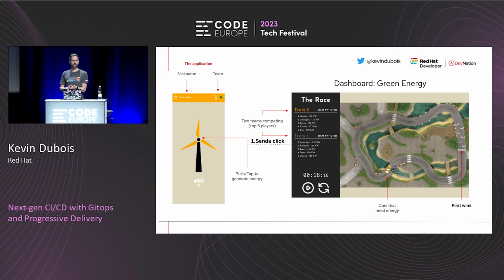And so basically, you're going to create wind energy to power these cars. We're going to do that by tapping on our phone, and that's going to generate a little windmill to create energy for our cars. Okay, so I hope you're ready for this.